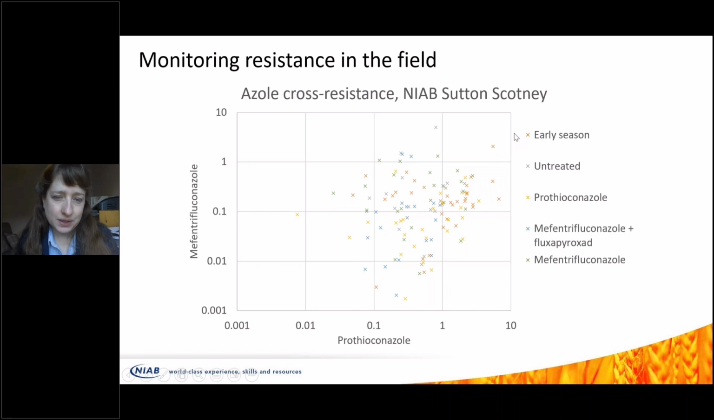So we would still be saying always mix either of these with a non-azole rather than with each other. But if you're using an azole at different spray timings, then it might be worth using different azoles at each of those points.